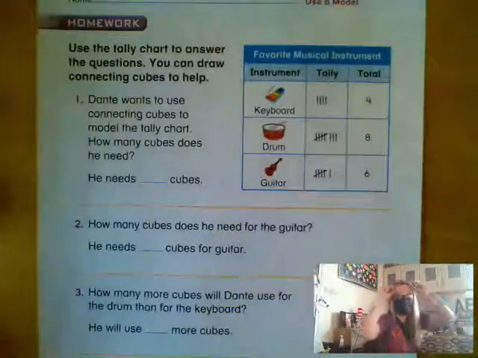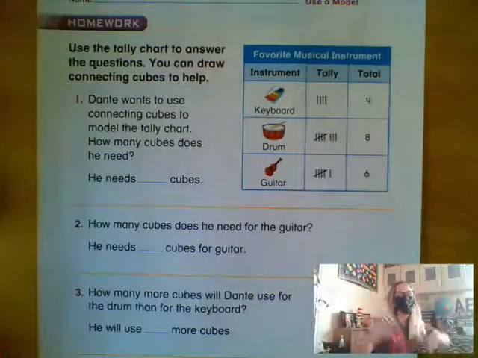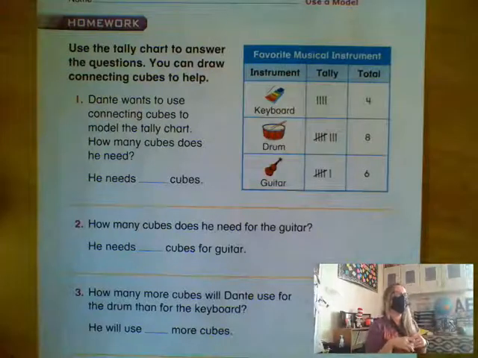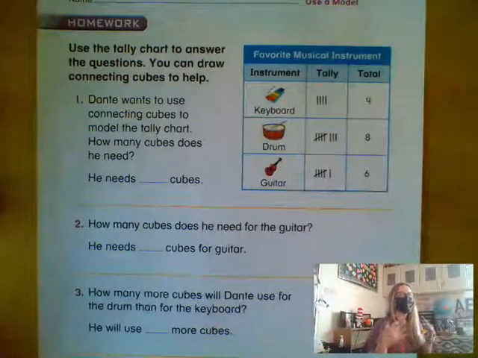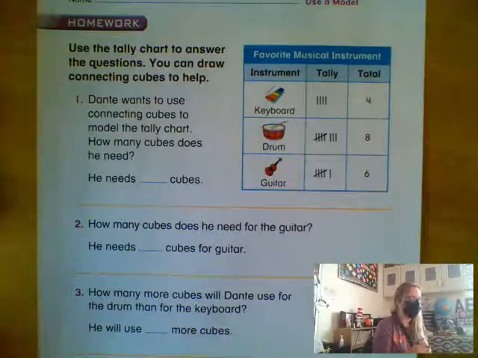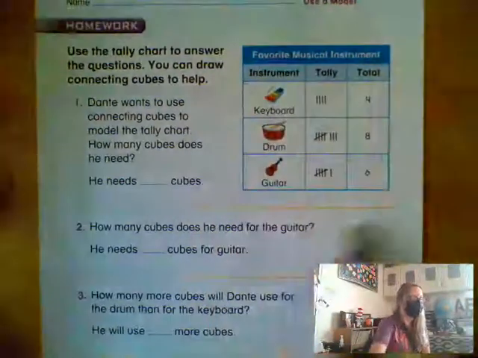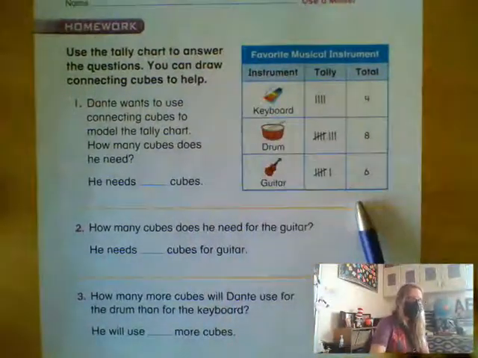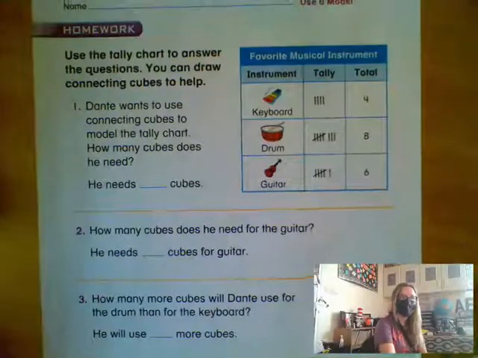Now for the next page, boys and girls, it says homework. We're actually going to work on it here in the classroom. If you're at home, you do all your work at home, so you can do it right now. But I want you to do it independently. I want to see how you do without me guiding you through each problem. So it says use this tally chart to answer your questions. You can draw connecting cubes if that helps you.